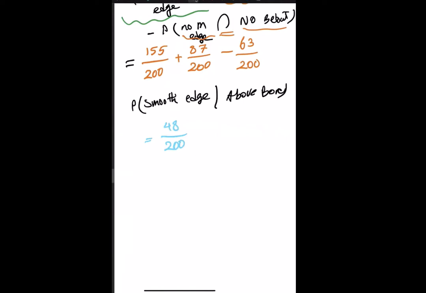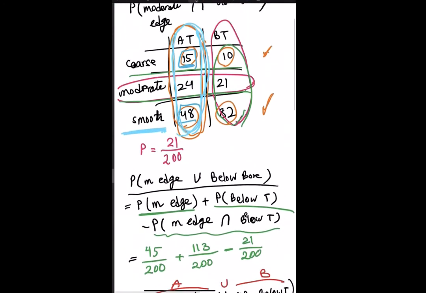I want you guys to also recalculate this later using the conditional probability formula to make sure you get the same number, because if you use the formula, we are always safe. And last, what is the probability that the part has below target bore given that it does not have moderate age? Below target bore given that it does not have moderate age. No moderate age.